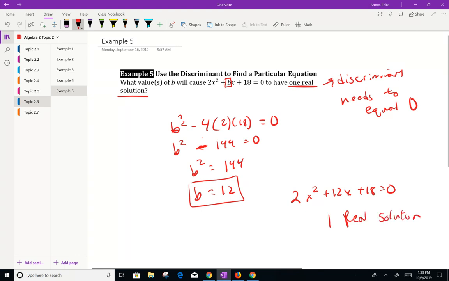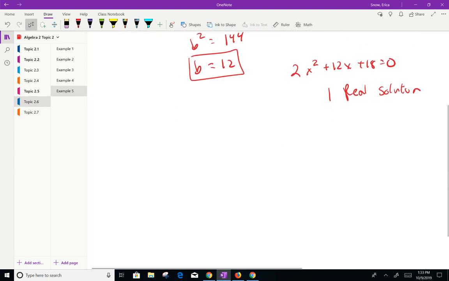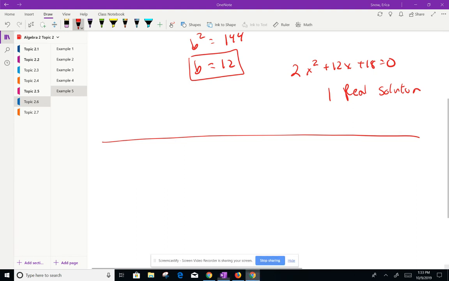And that's all we need to know. I want you to practice with some quadratics, and we're going to put these in the comments, to determine if those quadratics have 1, 2, or no real solutions.